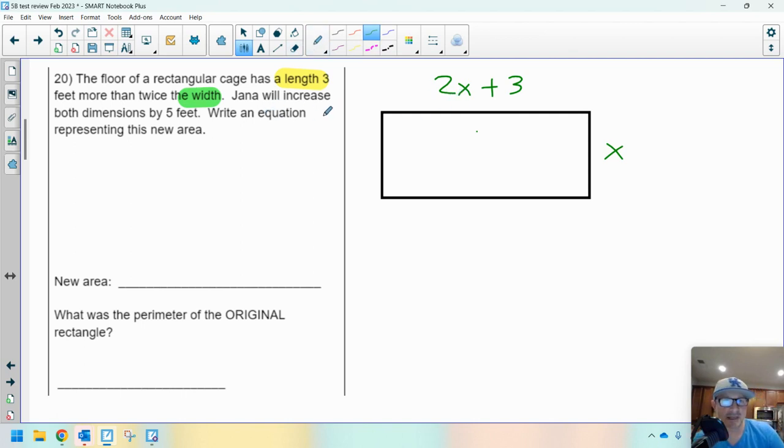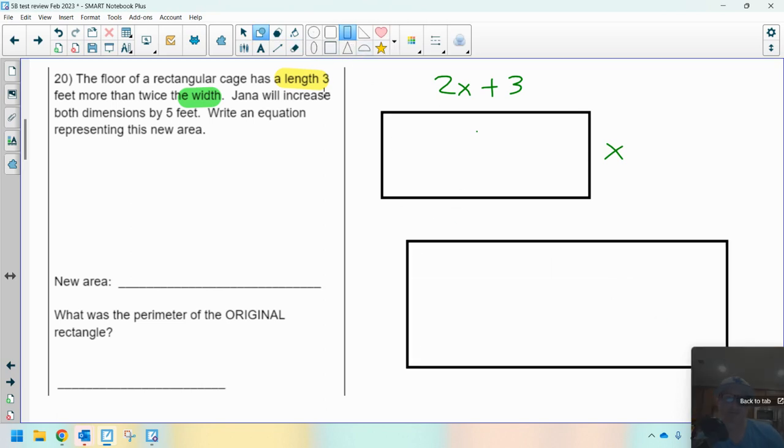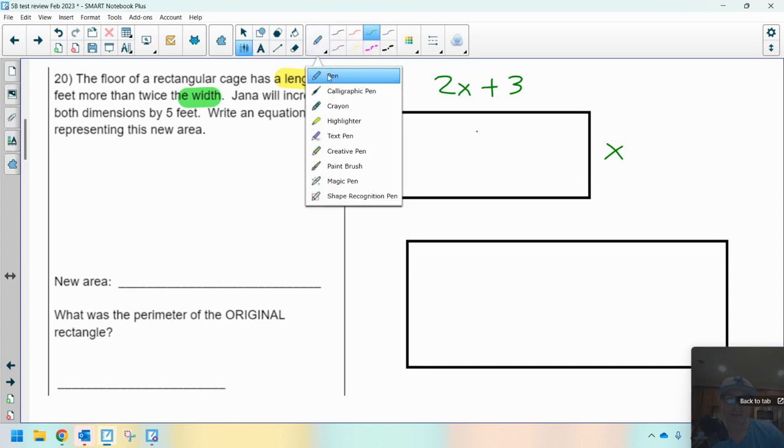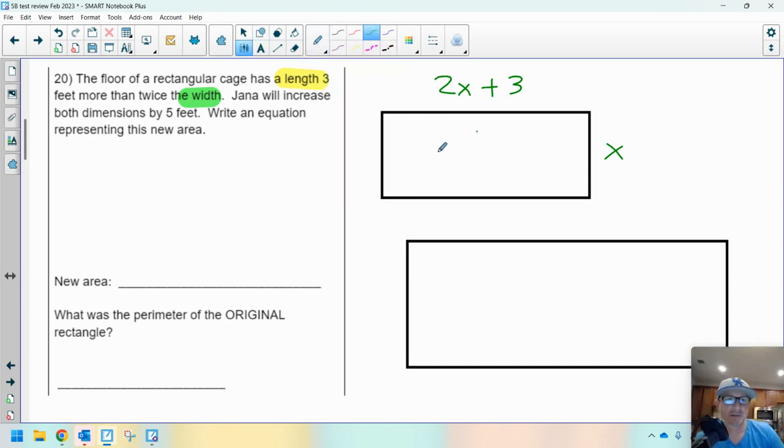Jana will increase both dimensions by 5 feet. All right, so Jana's going to take these. She's going to go off and do her own rectangle, which is going to be bigger than the first one because she's going to increase both of them by 5 feet. So this is going to be 2x plus 3 plus 5 more. And I'll just combine that right now. And I'll just say 2x plus 8 because 3 plus 5 is 8.